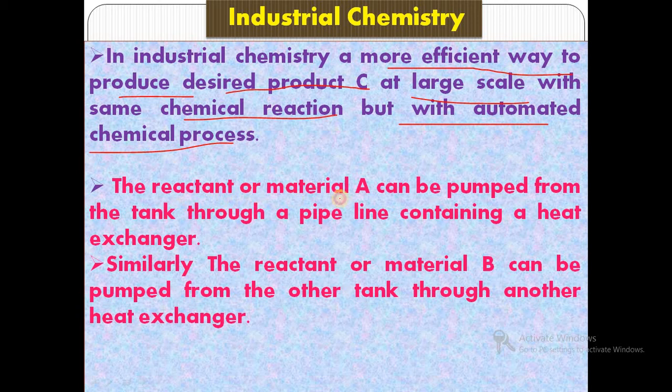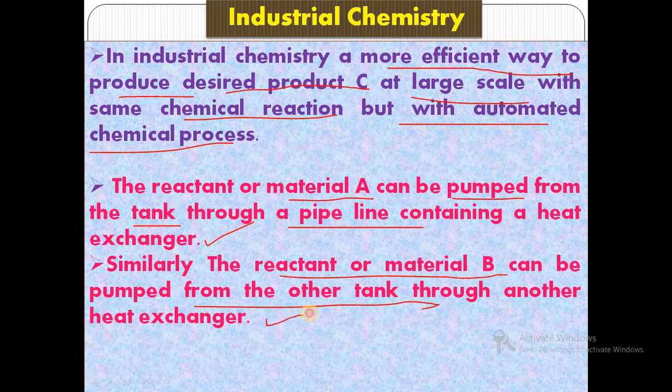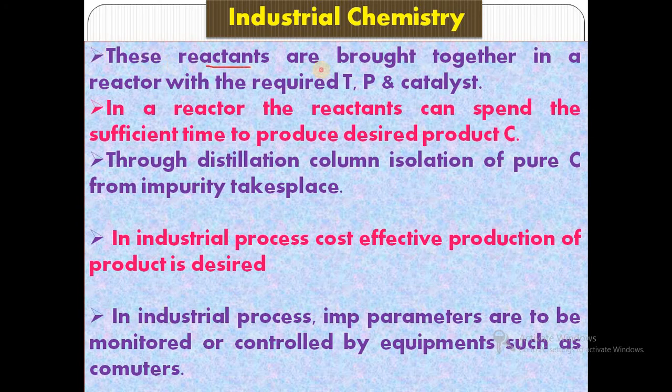So the reactant or material A can be pumped from the tank through a pipeline containing a heat exchanger. Similarly, the reactant or material B can be pumped from the other tank through another heat exchanger, which we studied in the previous slide. Then these reactants are brought together in a reactor with the required temperature, pressure and catalyst amount. In the reactor the reactants can spend sufficient time to produce the desired product C. So A and B combined together, then we get product C.